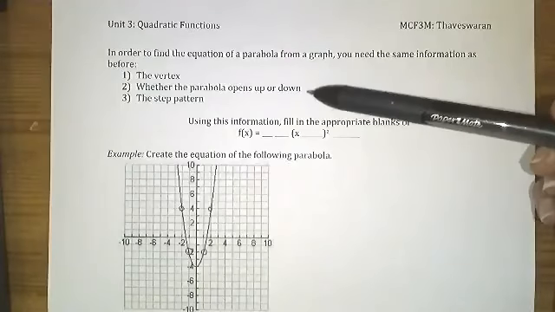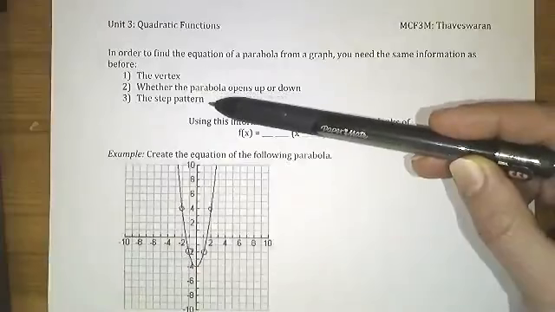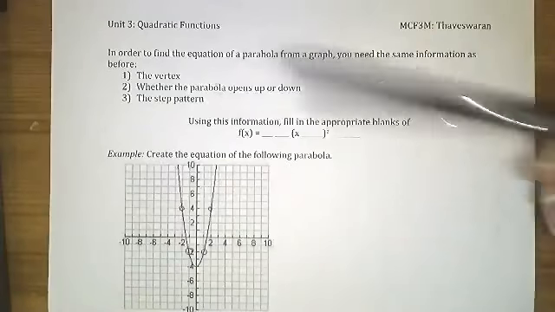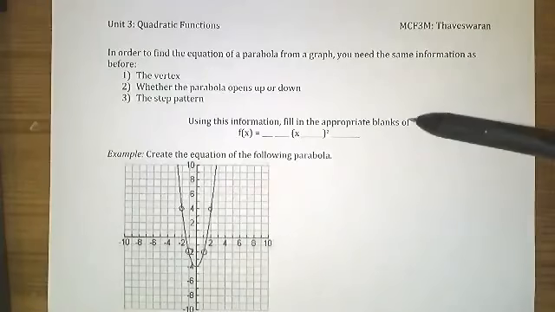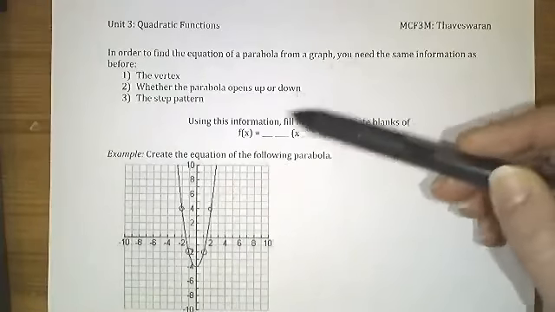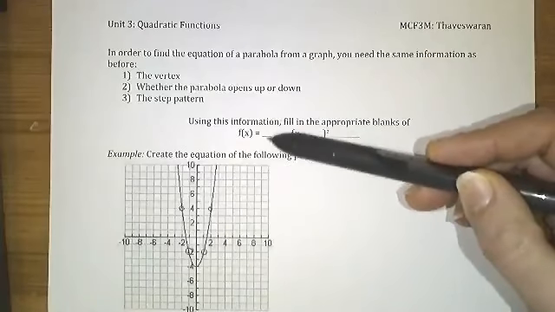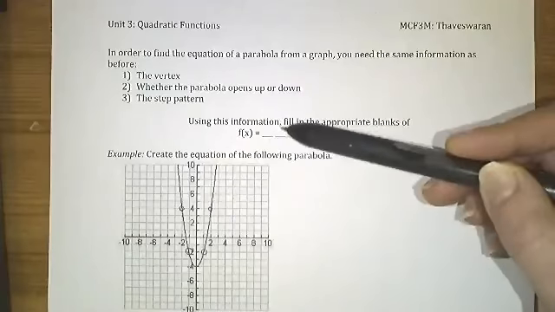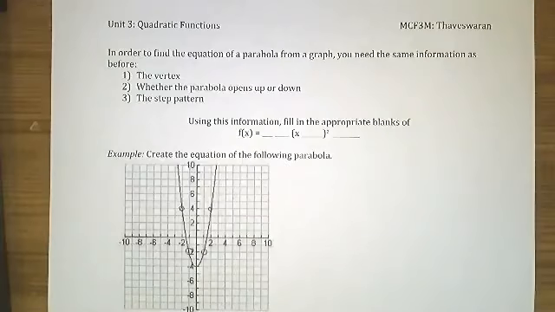We have to know if the parabola opens up or down, and we have to be able to find the step pattern as well. We'll be using this form, and we'll just be filling in the appropriate blanks, remembering that this first blank will either be positive or negative. Negative if opens down, positive if opens up. The next blank is our A value.